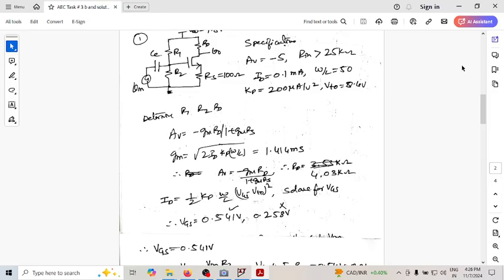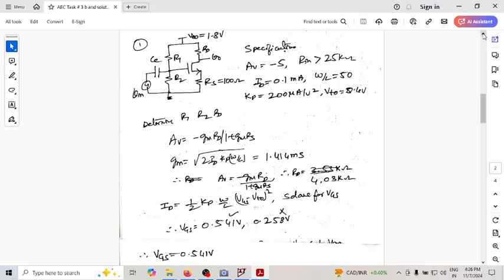This is the circuit that we have. So now let us try to write the equations corresponding to this. Let us first identify what this circuit is. This is a CS amplifier with source degeneration resistance RS, which is 100 ohm. We are asked to find the value of RD, given that the value of AV is -5.